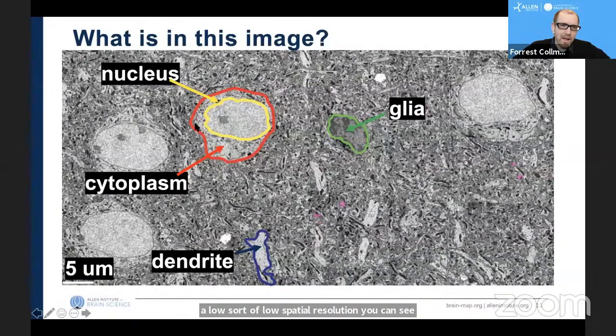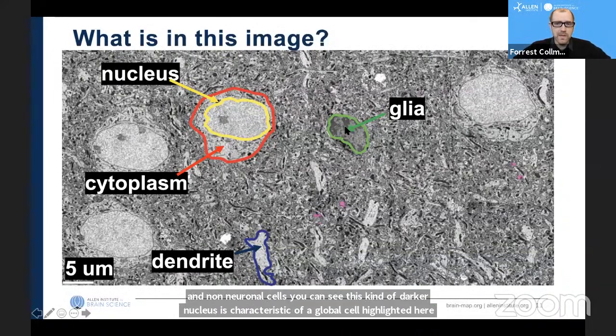This red outline highlights the cytoplasm of a neuron, and this yellow one, its nucleus within it. You can see larger structures like dendrites, which I've highlighted here in blue. And you can see neurons and non-neuronal cells. This darker nucleus is characteristic of a glial cell, highlighted here in green.